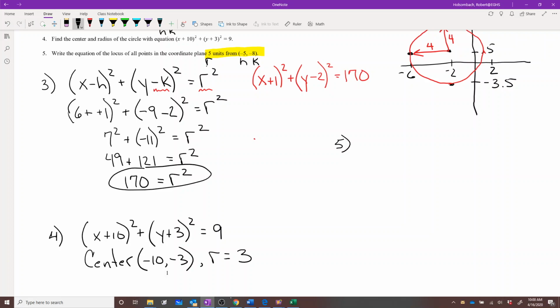So in our standard form, we're going to say that X and then the opposite of H at the center, so X plus 5 squared, plus Y, and then the opposite of the Y value at the center, so plus 8, that's all squared, is going to be equal to the radius squared. In this case, our radius is 5, so the radius squared is 25.